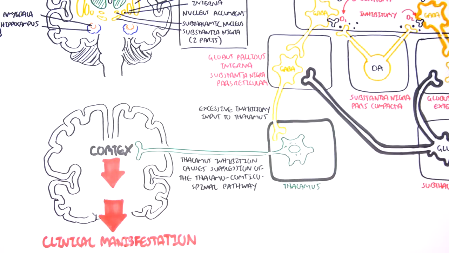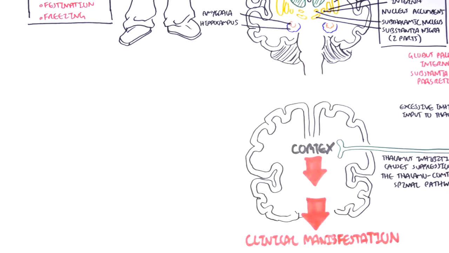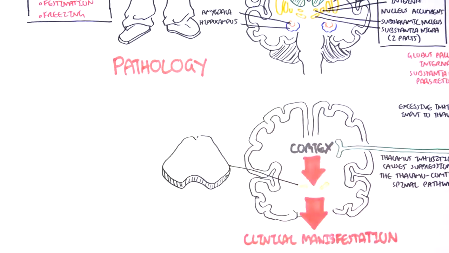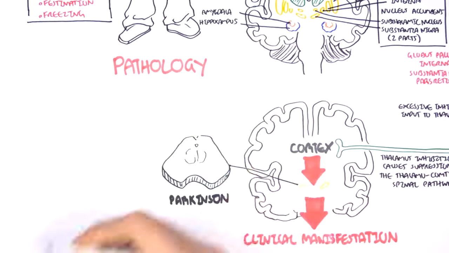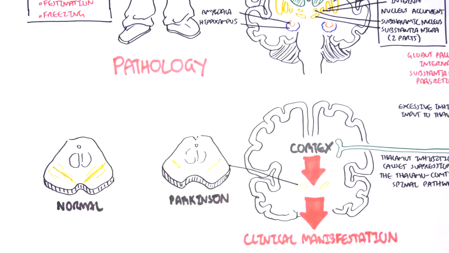I hope that all made sense. Now let's look at the pathology of Parkinson's disease. So let us zoom into the substantia nigra area here, which is basically located on the midbrain. Here's a cross section of the midbrain, and let's compare Parkinson's disease substantia nigra to the one of a normal patient.